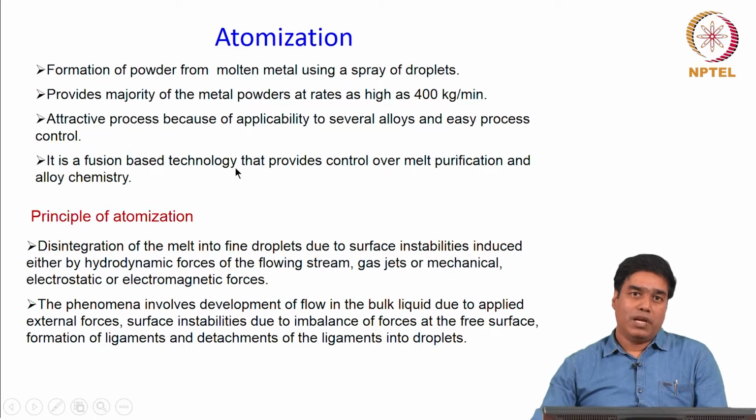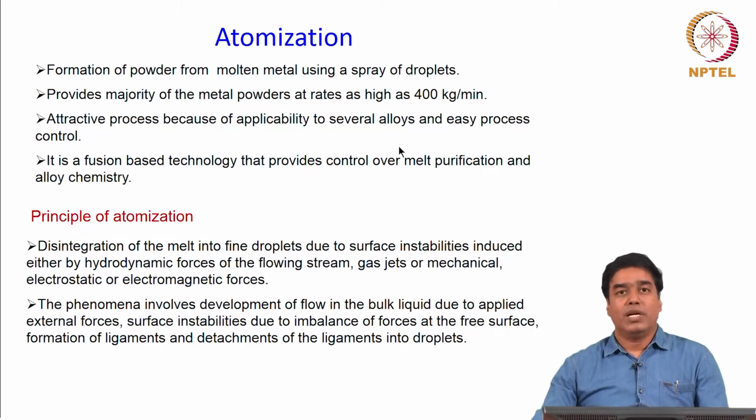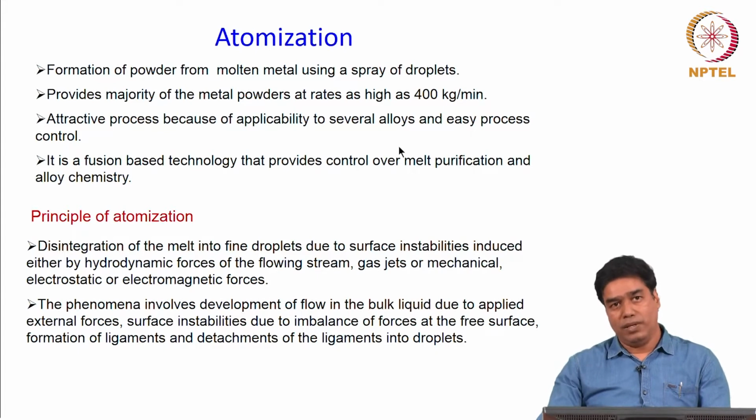And the process is quite attractive because of applicability to several alloys and easy process control. All kinds of metals and alloy powders can be processed by this method, and the process parameters can easily be controlled, so that you can also have a control on the shape, size and morphology of the powder. Okay. So, let us try and understand the basic principle of this process first, and then we are going to see how this process is actually done, what is the equipment and so on.